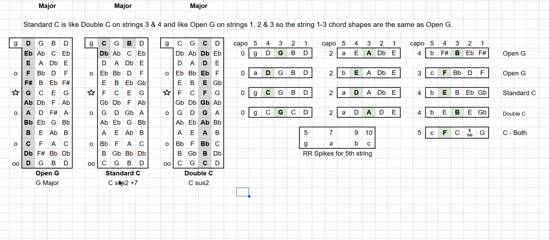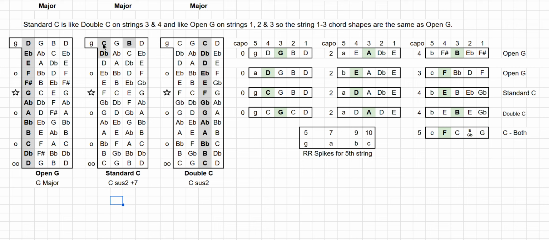Until the mid-60s, the most common five-string banjo tuning was standard C, or just the C tuning, which is G, C, G, B, D. In the mid-60s, the popular open G tuning, G, D, G, B, D, and double C, G, C, G, C, D, became the norm. This is a look at those three tunings and how they compare and what the advantages and disadvantages of each are.